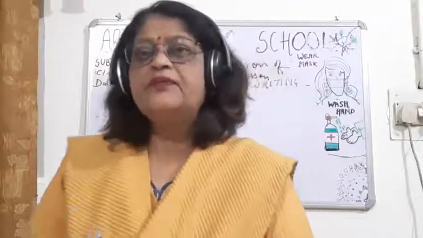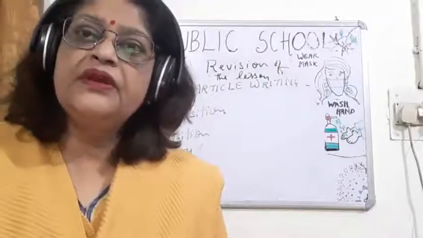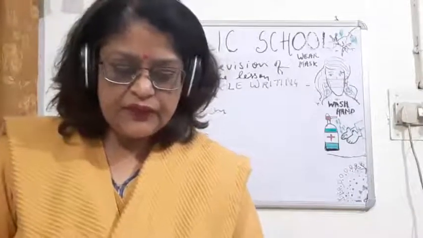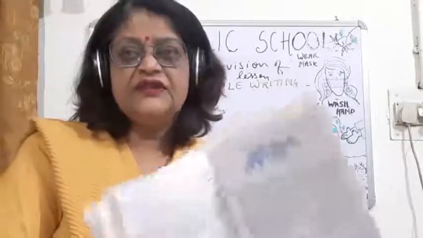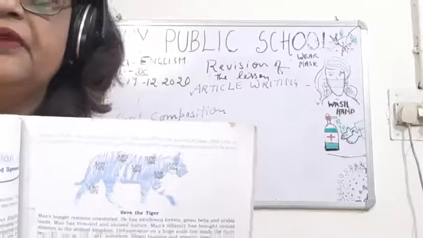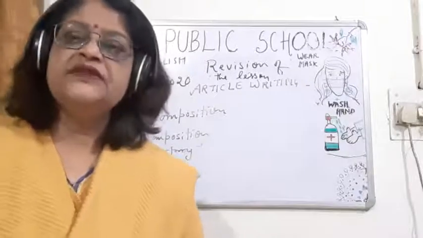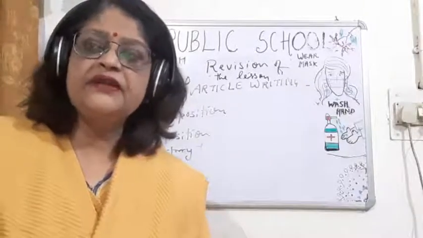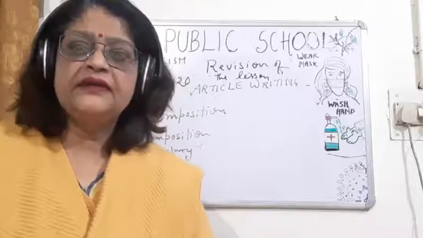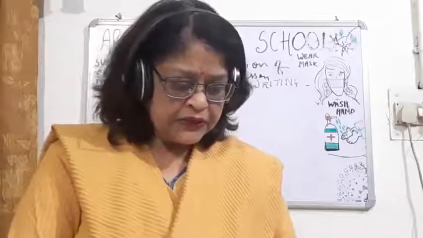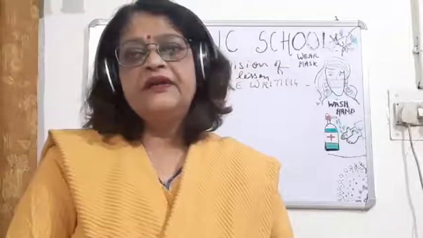So here, children, you can be provided with two things: either verbal inputs or visual inputs. So what are visual inputs? As I've told you, there's a tiger here. You can see the picture of the tiger here, and you can see the heading is also there. What is the heading written? Save the Tiger. So you have to write the article on Save the Tiger. So both verbal and visual inputs can be given to you, and you have to take help from those inputs or ideas.